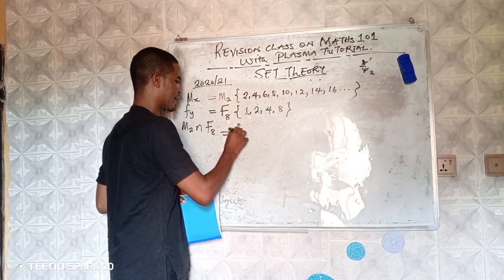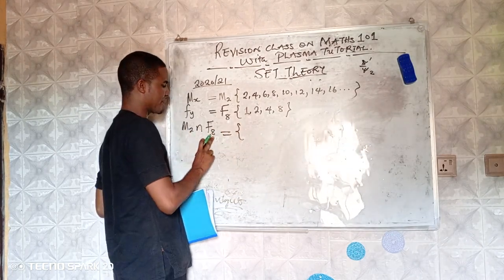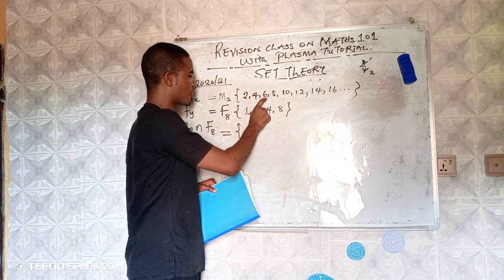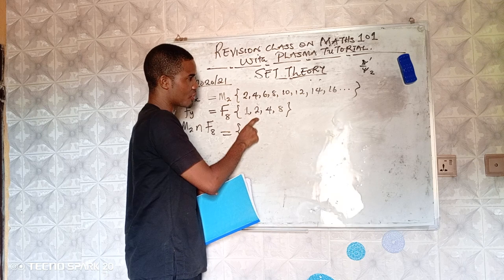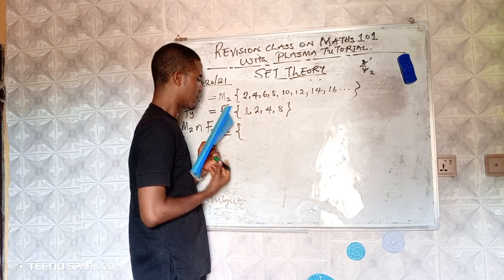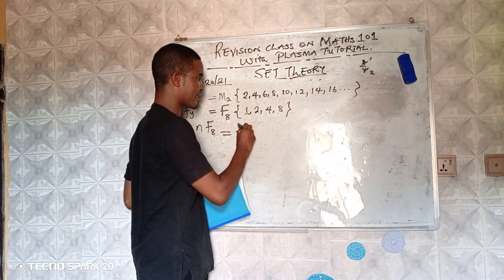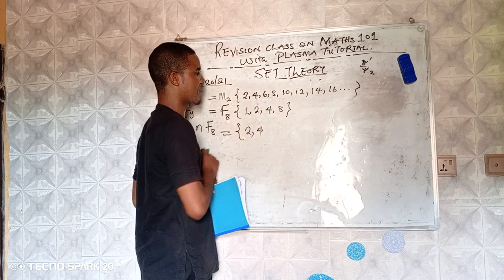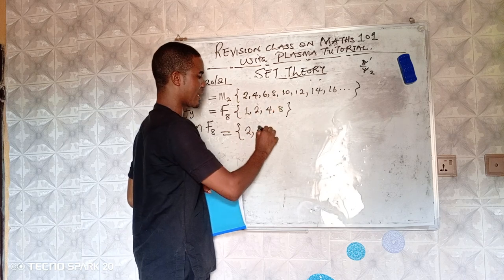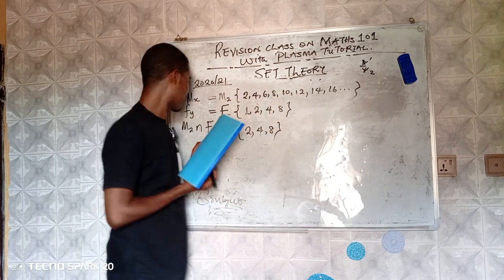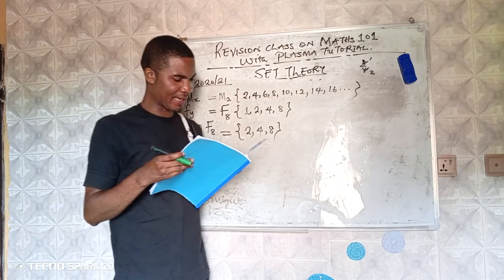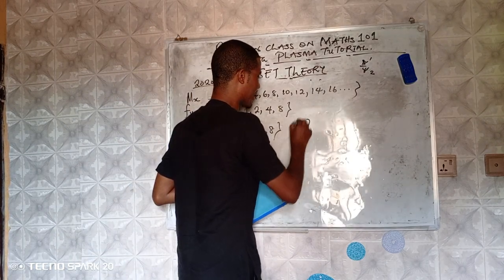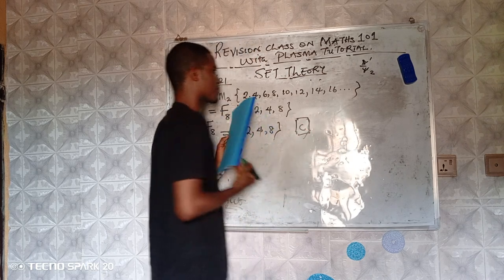So at this point now, M2 intersect F8. Remember that the word intersection means elements that belong to this and also belong to this. Elements that can be found in both. If you observe, 2 is here, 2 is here, so we make it the first member of this set. 4 is here, 4 is here, we make it another member. 8 is here, 8 is here, we make it another member. And that is all. And if you look at that, we have 2, 4, 8 as option C in that number one.